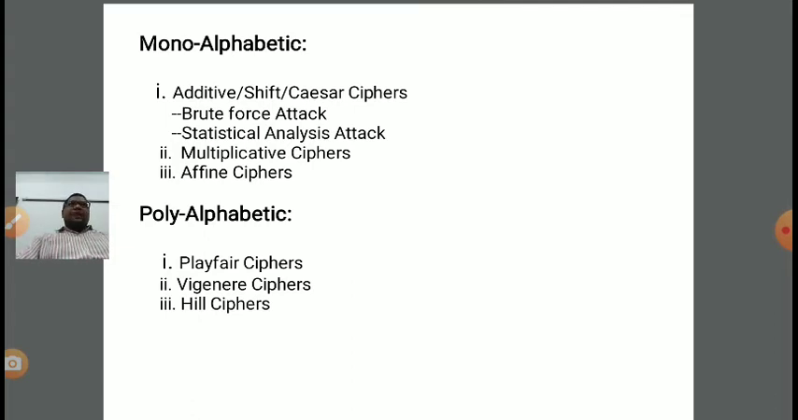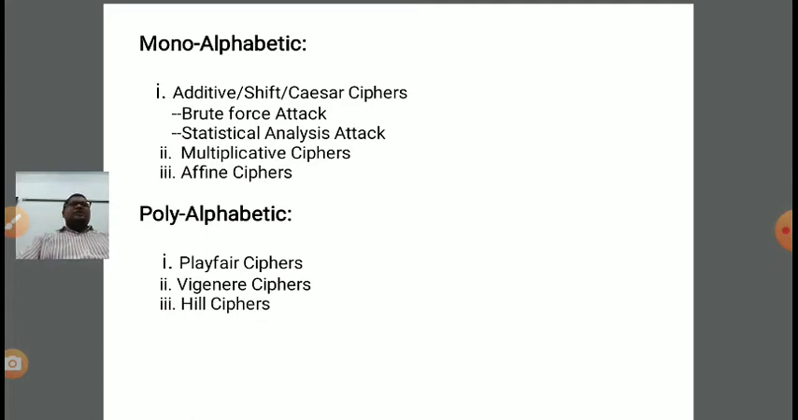In English there are a total of 26 possible alphabets. If we try the 26 possible combinations in the case of a shift cipher, Caesar cipher or additive cipher, then the plain text can be compromised. From the ciphertext we can generate the plain text again with the help of a brute force attack by checking all the possibilities.